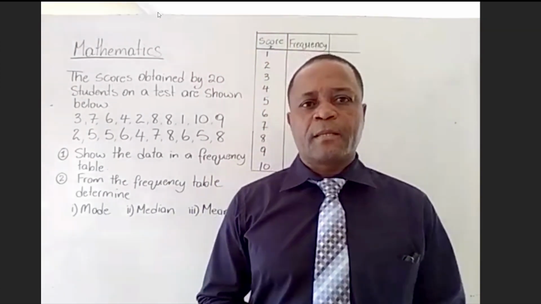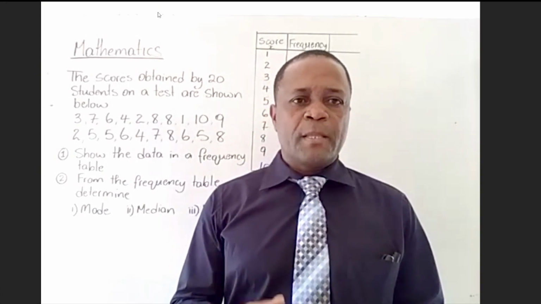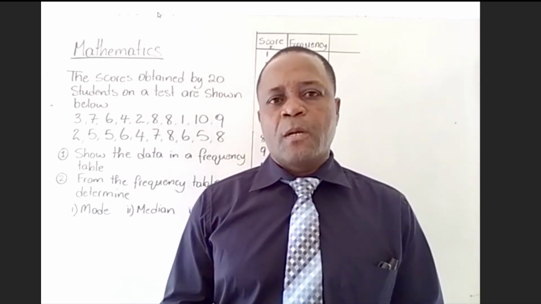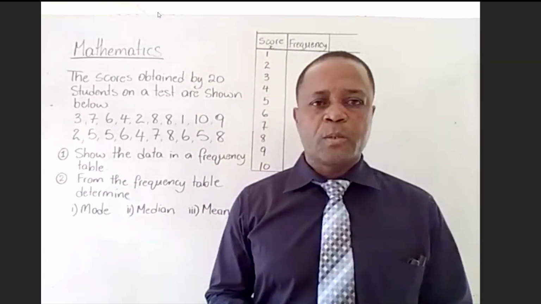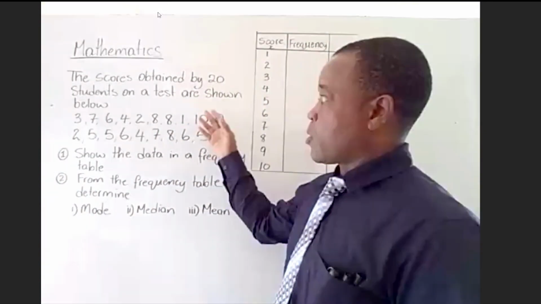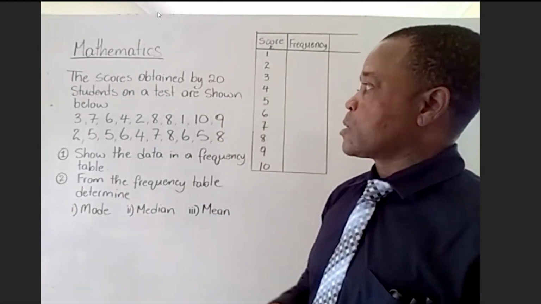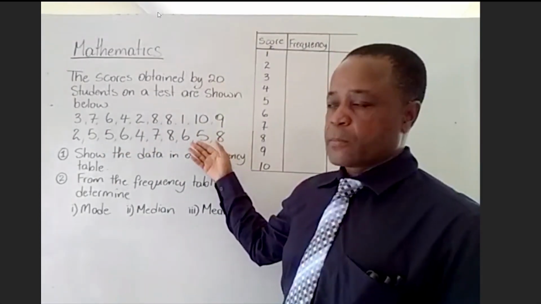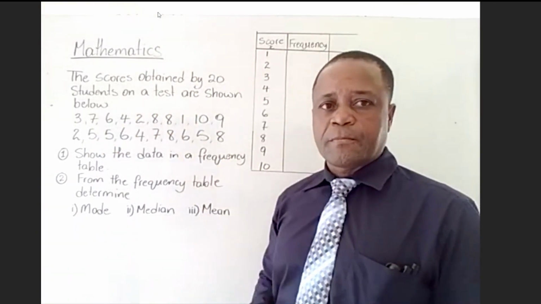In previous classes, we would have looked at how we go about calculating those from raw data. But in the case that the data is organized, the data is in a frequency table, how do we go about calculating those? And that is what we'll be focusing on today. Now, on the board here, we have a question. It says, the scores obtained by 20 students on a test are shown below. So here we have the scores. 20 students did this exam and the scores are listed here.